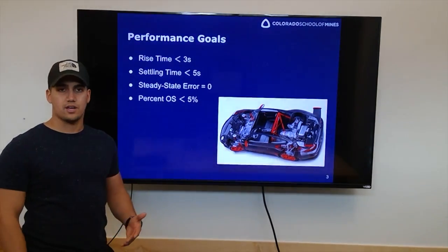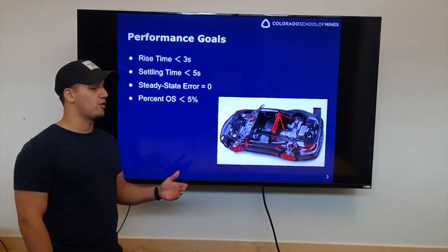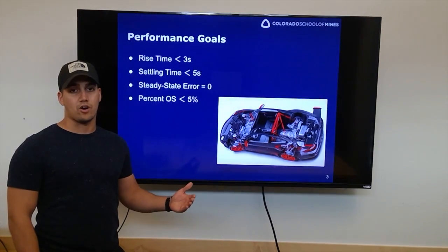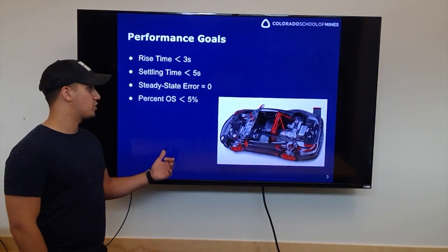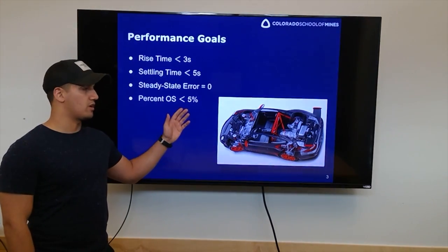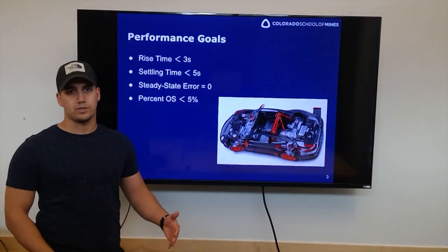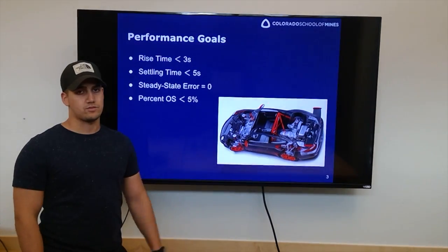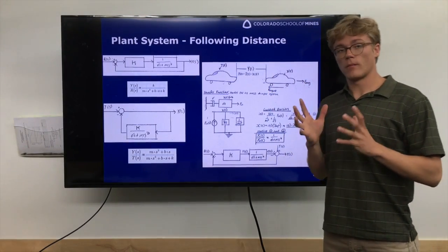Steady state error is zero. This goes without being said. We'd like to have no error because we want to know where the car is, and avoid any crashes. For percent overshoot, we are trying to keep it as low as we can. We're shooting for less than 5% because we don't want to overshoot and possibly rear end the car in front of us.